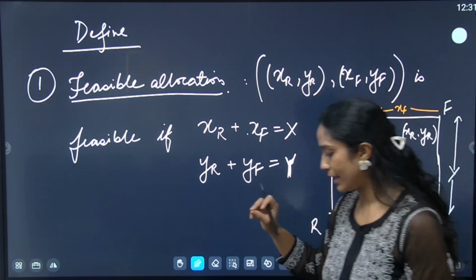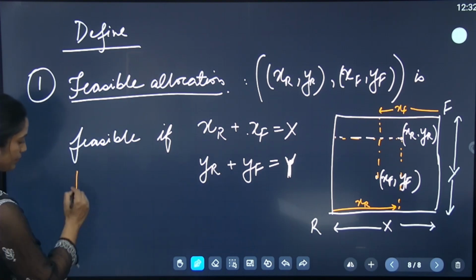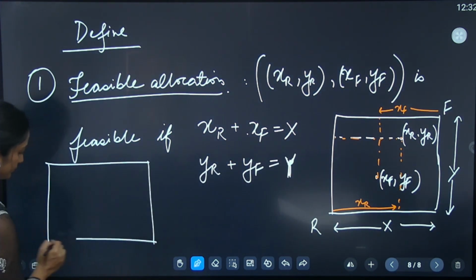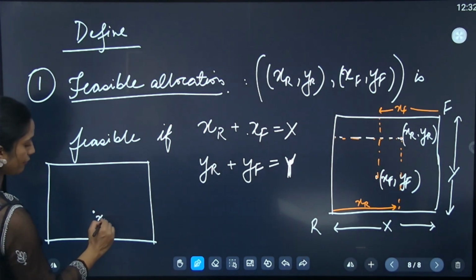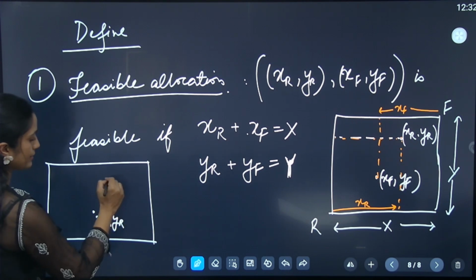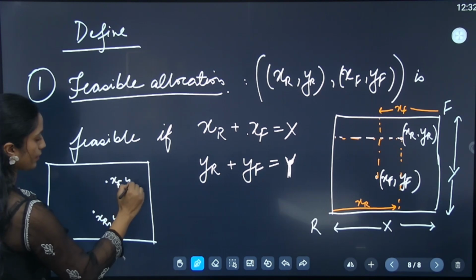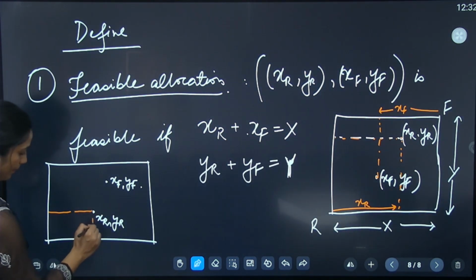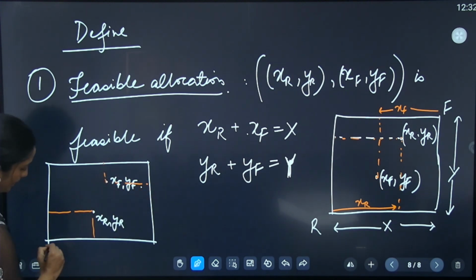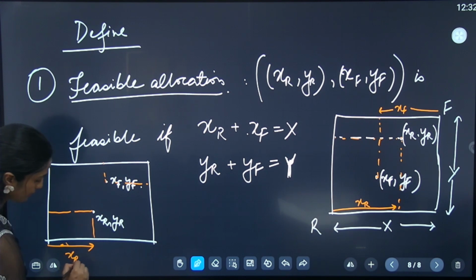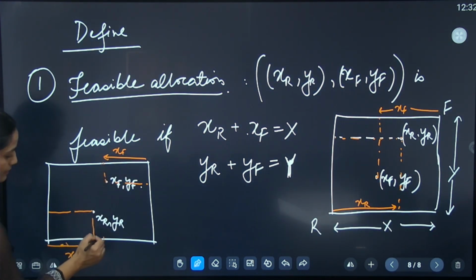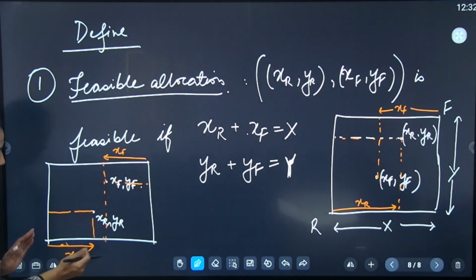The other kind of non-feasible allocation will look something like this. Suppose again, this is your Edgeworth box, where this is the bundle for Rahul and this is the bundle for Fiza. In this case, this is the amount of X that is with Rahul and this is the amount of X that is with Fiza. The problem is that this and this is less than this, correct? XR plus XF do not sum to the total.